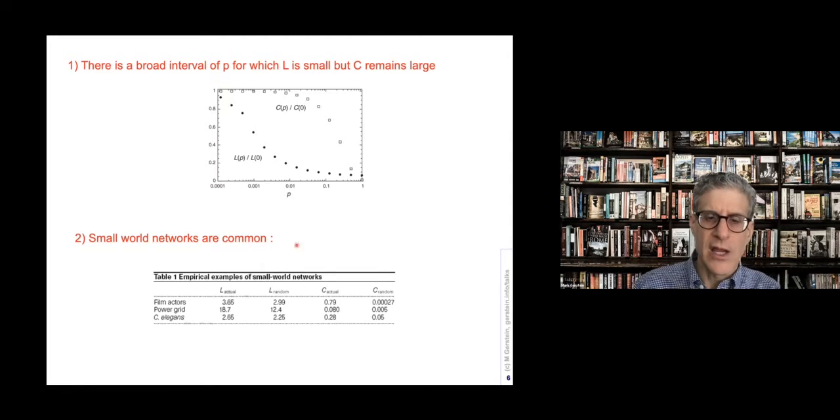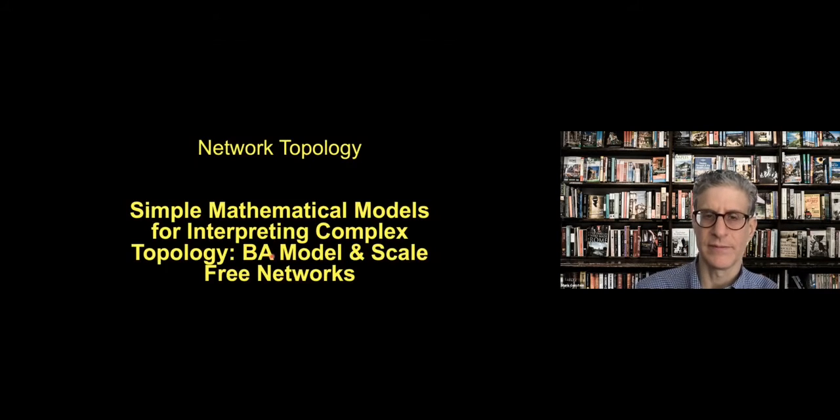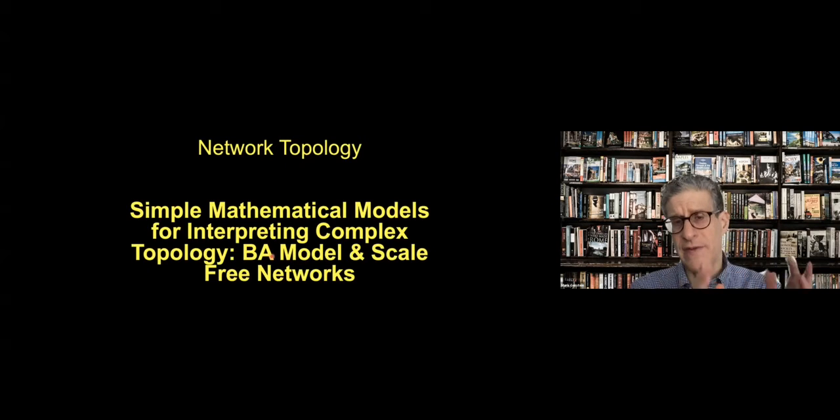And when they talked about this, they looked at some of these famous examples of networks, the network of film actors, the power grid network, the nervous system network, and so forth. And they looked at the clustering coefficient and the shortest path in the network. So the small world network is essentially a thing that has a relatively large clustering coefficient and a relatively small characteristic path length. So those are two things.